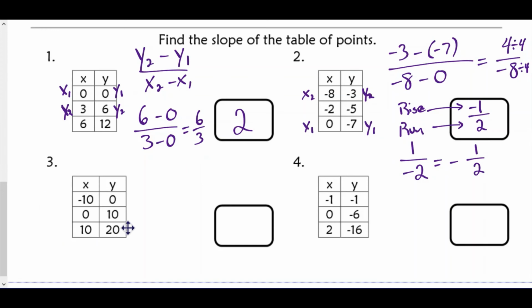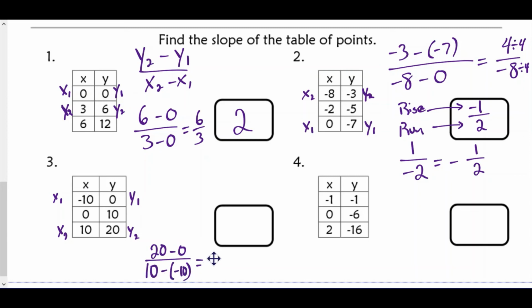So here again, I'm just going to be careful about how I label my points. I'm going to call this my x2 and y2. I'll use this one as my x1 and y1. It really doesn't matter which 2 points that you use, as long as you're consistent and as long as you're kind of meticulous about how you write this into that equation. y2 minus y1 on the top, 20 minus 0 on top, and then 10 minus -10 on the bottom.